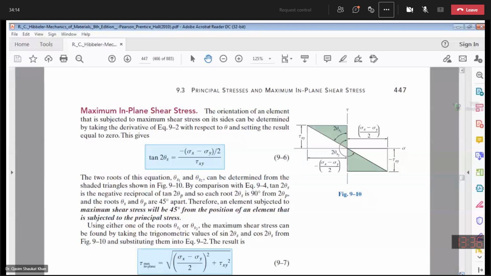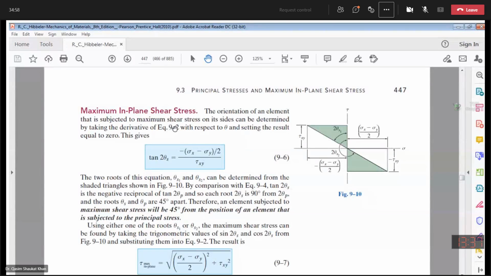Now, next we have to calculate the maximum in-plane shear stress. Maximum in-plane shear stress. How will we get this maximum in-plane shear stress? How will we get this? Anyone? So to calculate the maximum in-plane shear stress, what we will do, we have now equation number 3.